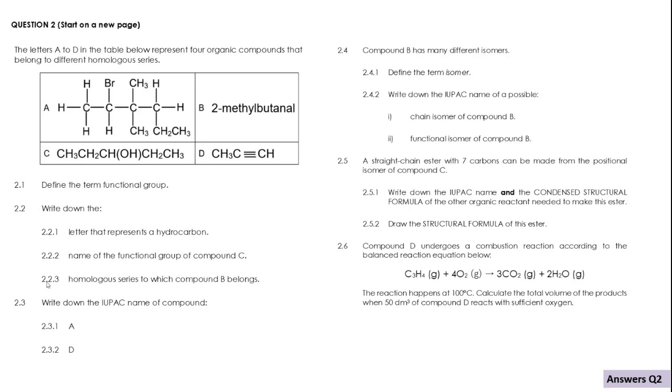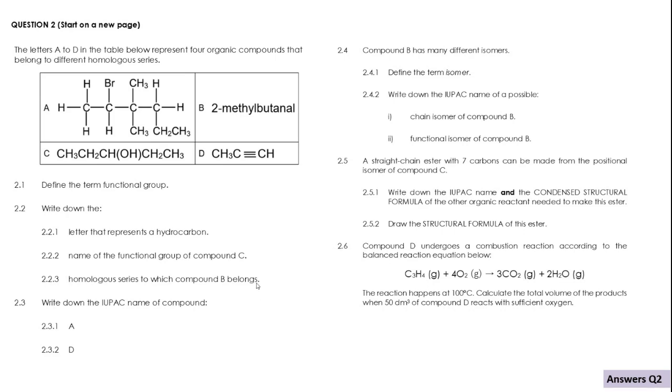What about 2.2.3? I mentioned it just now. Shame, I gave the game away. The homologous series to which compound B belongs. You may remember from your lessons, grade 12s, your teacher obviously told you that all organic compounds that end with AL, like butanal, they are aldehydes. That is the homologous series. Okay, so the correct answer for 2.2.3 is the aldehydes.